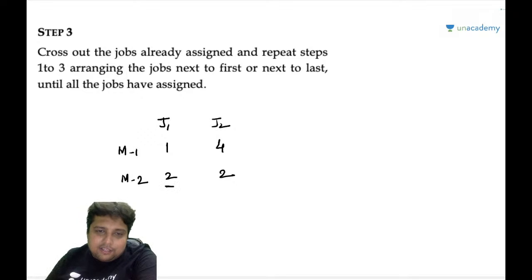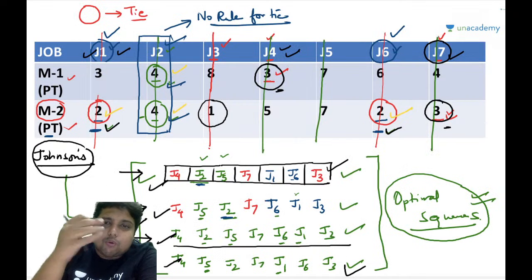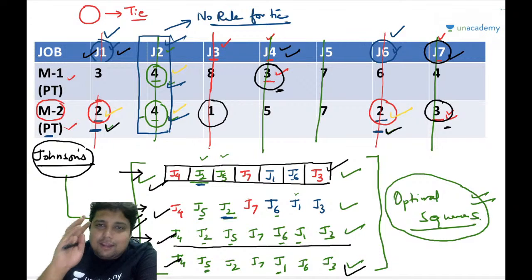There is a tie like this where these 2 jobs have a similar time on machine 2 and both the jobs want to go at the last position. So what you will do, as I have said, both the sequences are correct. We have already proven that using the table and everything.